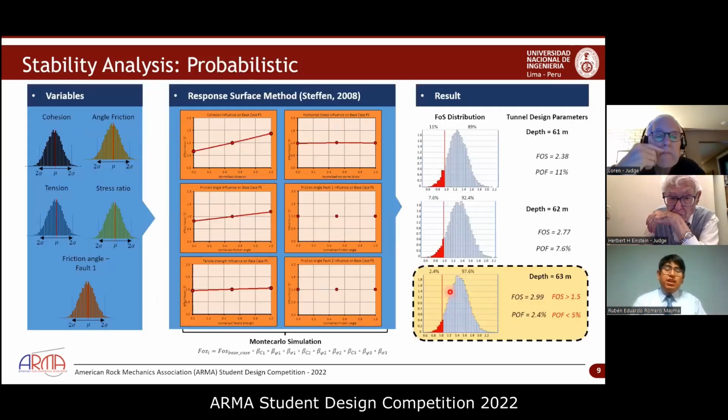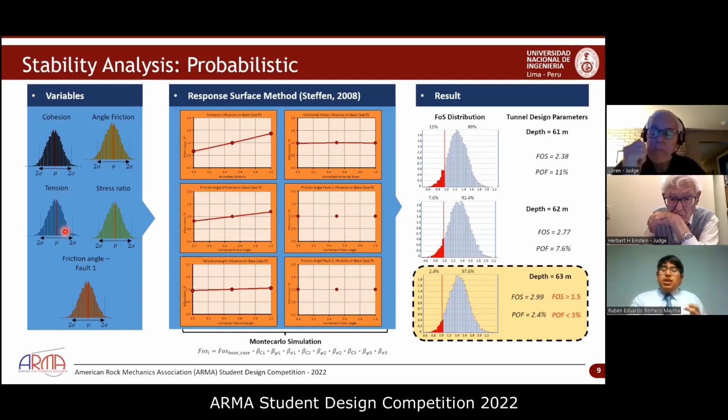So to validate the previous results, a probabilistic analysis was conducted. First, we followed the response surface method proposed by Stephen to account for the variability in rock mass and fault properties. We assumed a normal distribution for all strength parameters such as cohesion and friction angle by considering their mean and their standard deviation.